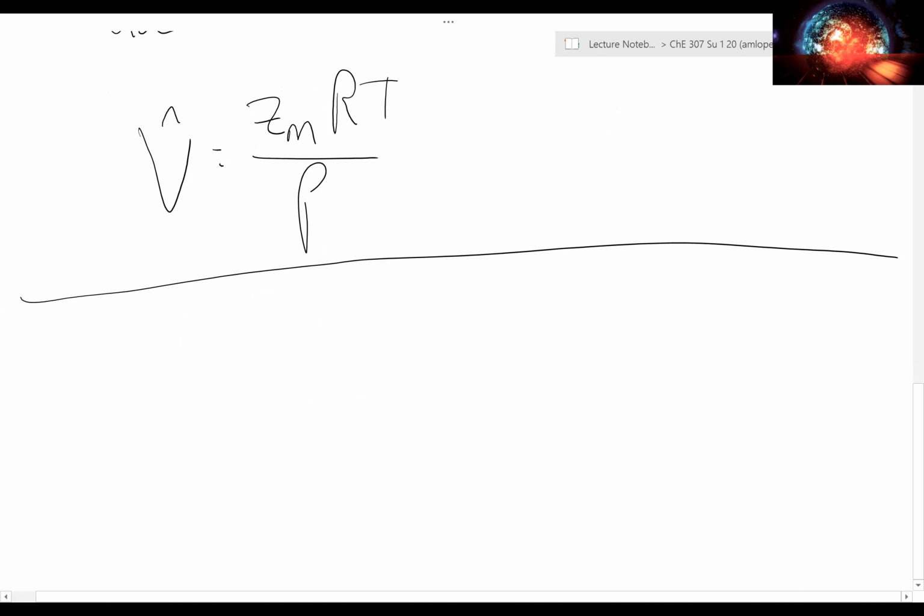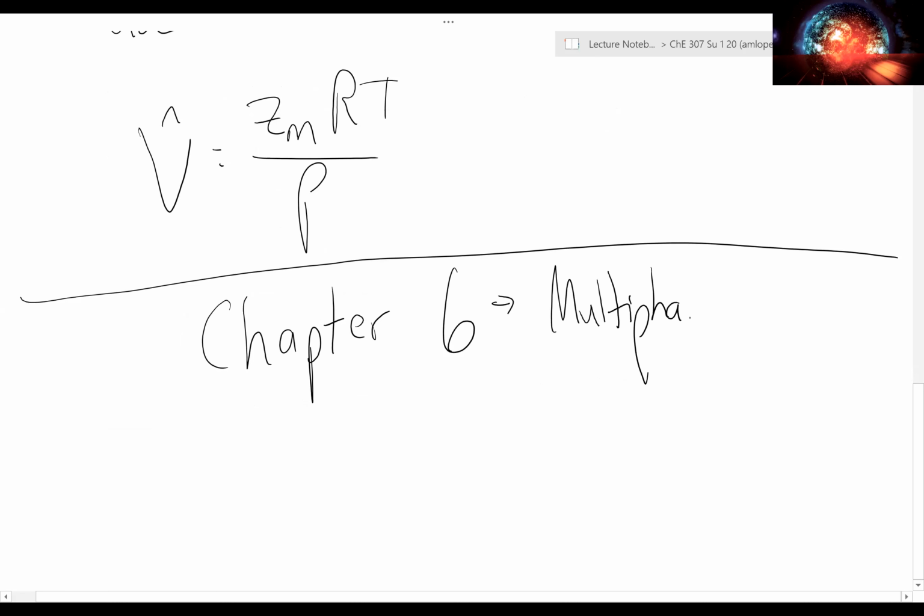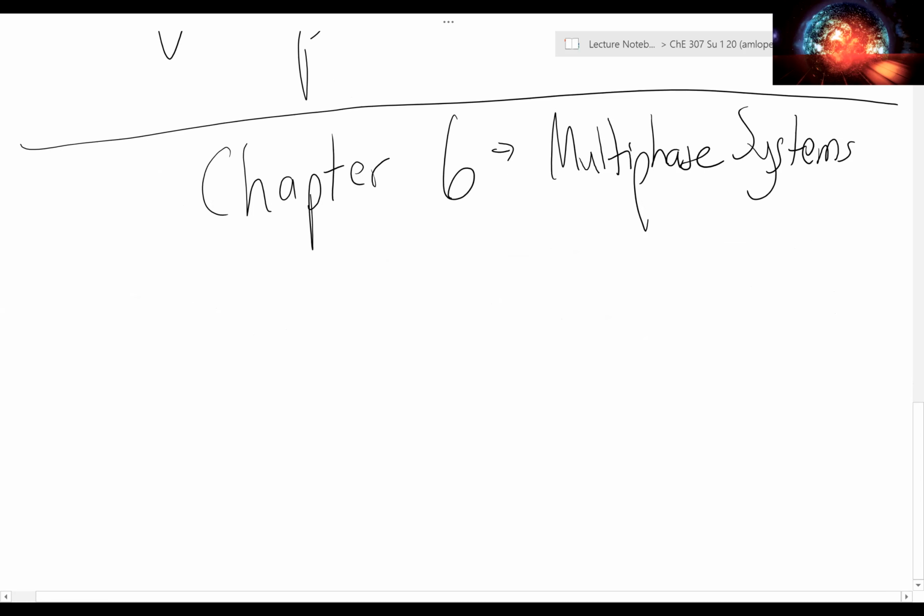All right. So let's start looking at the final chapter of this course, Chapter 6, looking at multiphase systems, and talk about how we can apply phase equilibrium to material balance problems.